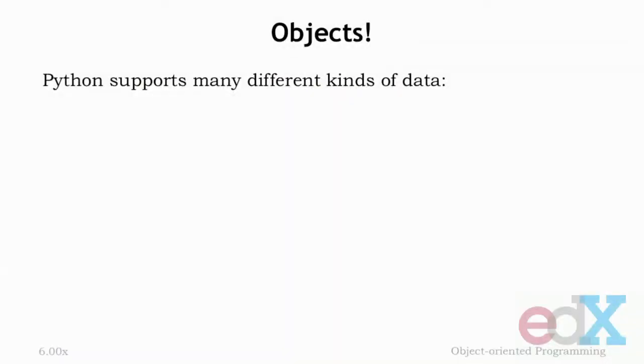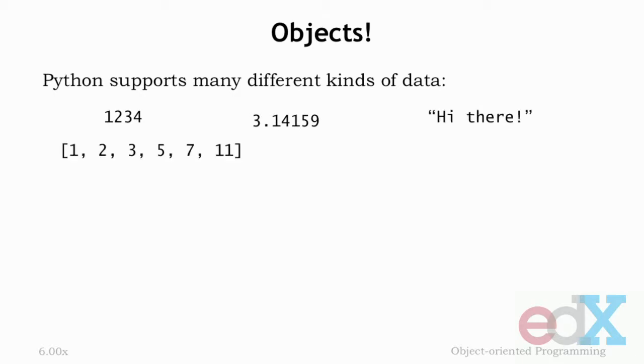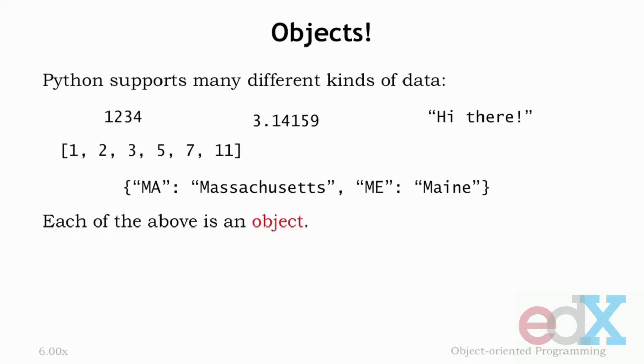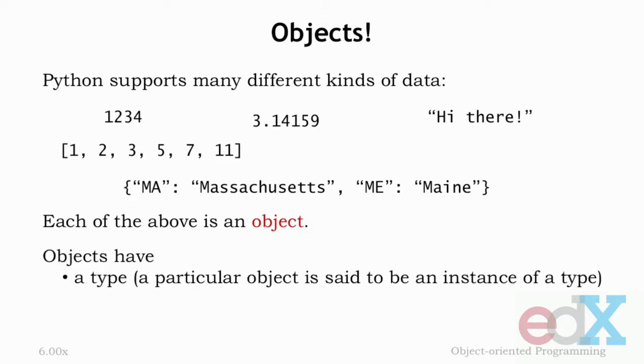Python supports many different kinds of data. There are integers and floating point numbers and strings and lists and dictionaries, and you've been using these data structures as you've been writing your programs. From a Python point of view, each of these is an object. What, you ask, is an object? Well, objects have a type, and a particular object is said to be an instance of a type. So here's the type of all the objects above, and 1, 2, 3, 4 is an instance of type integer.